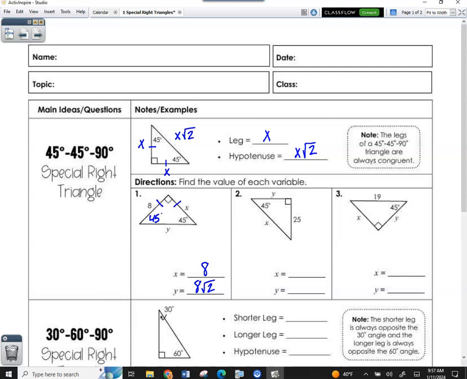All right, so number 2, take a second. So did you get y is 25, and bless you, x would be 25 root 2.